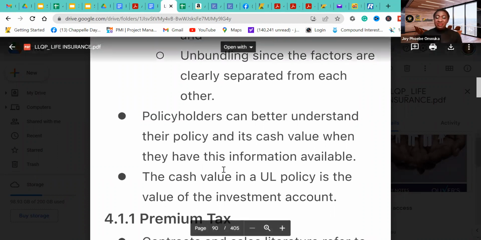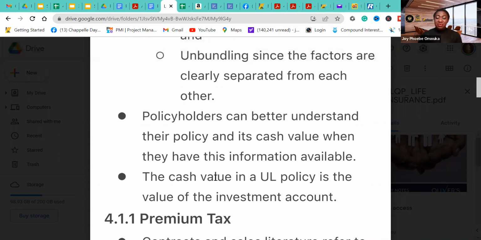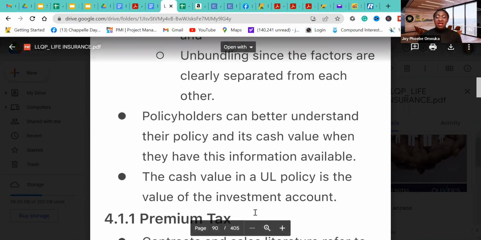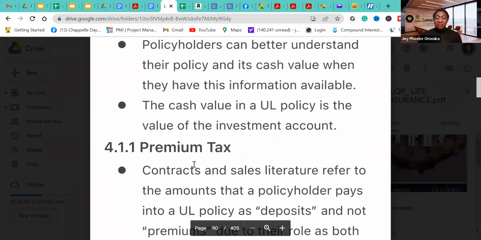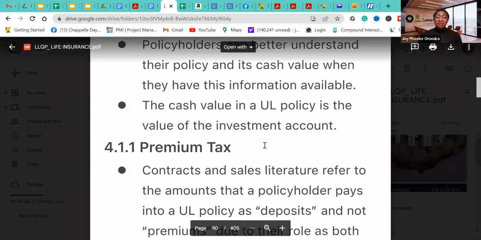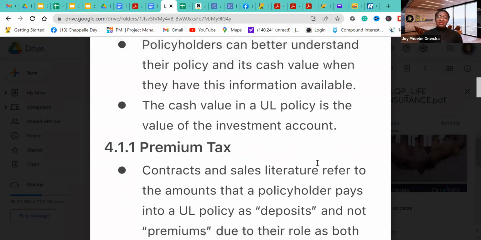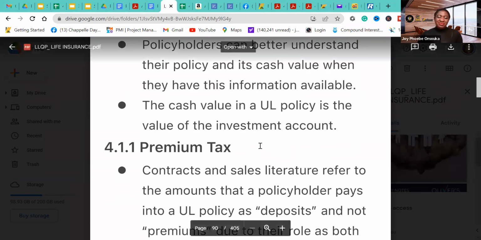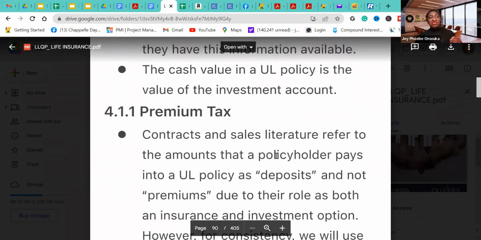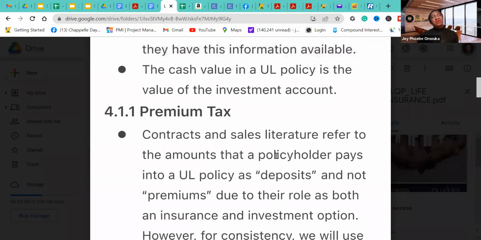Policyholders can better understand their policy and its cash value when they have this information available to them. The cash value in a universal life policy is the value of the investment account. Wonderful. And that's why when we run an illustration, we are able to show people the cost of insurance, and then their cash value. Interesting. Anyways, we move on to premium tax, okay?